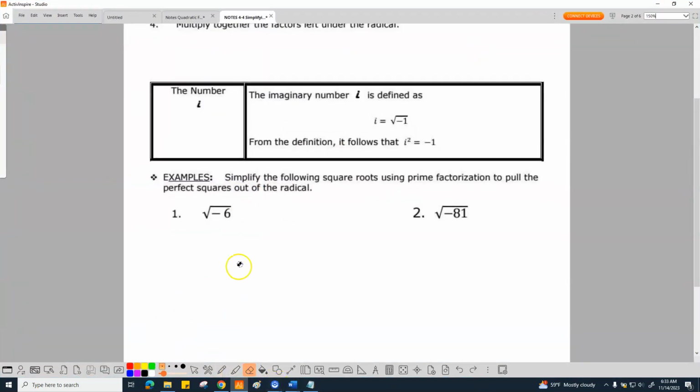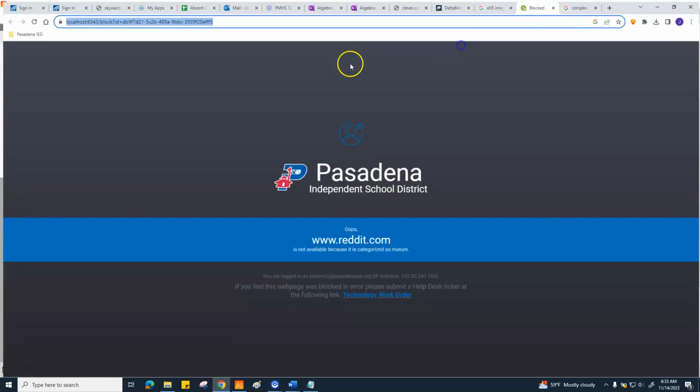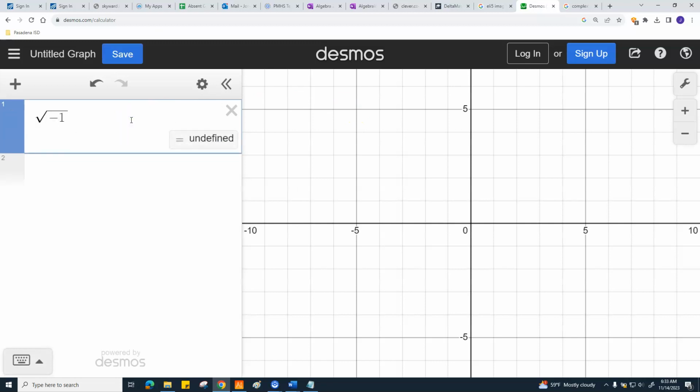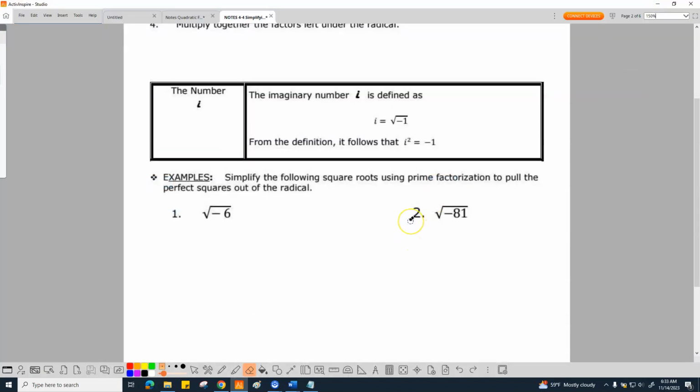Anywho, I was trying to get to Desmos real quick. There we go. Desmos. Check it out. So I'm going to do the square root of -1. Undefined, because it's not a real number in the sense that we can see it in the real world. However, it does have some properties to it. So with that said, let's get going.